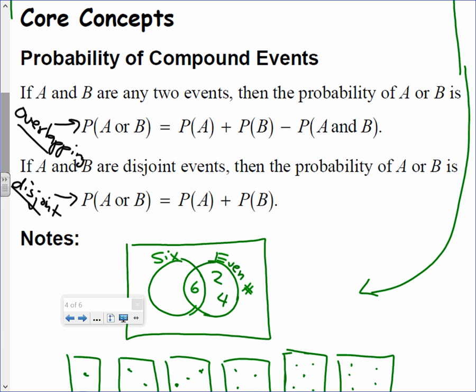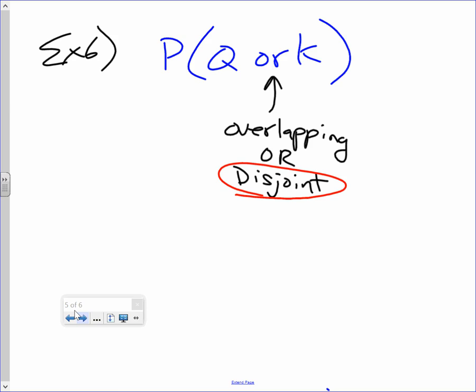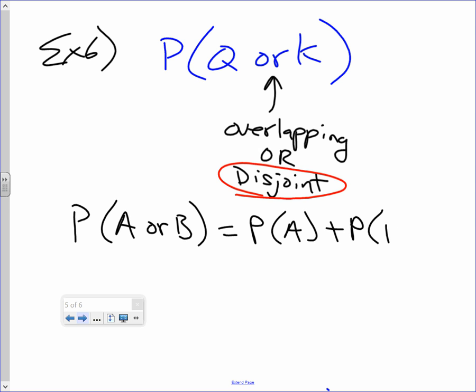4 out of 52 plus 4 out of 52. So this is disjoint. I'm going to use the formula: the probability of A or B is equal to the probability of A plus the probability of B, and we're done. That's it. When you're dealing with disjoint, they're probably the easiest probabilities to deal with. You just add each individual probability up and you're done. Nothing to worry about.